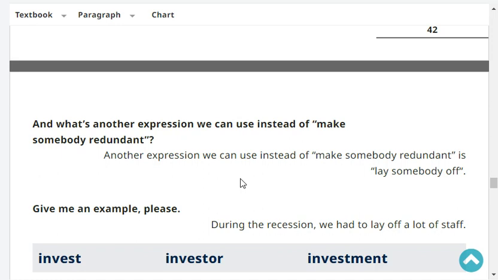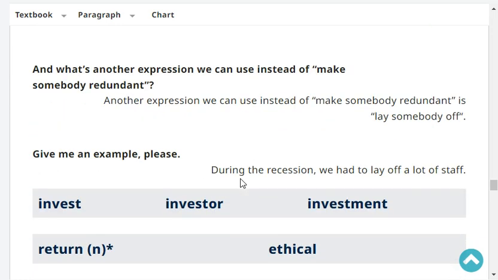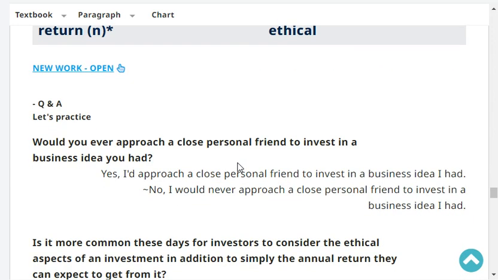Right, and what's another expression we can use instead of make somebody redundant? Another expression we can use instead of make somebody redundant is lay somebody off. Very good. Give me an example, please. During the recession, we had to lay off a lot of staff. Very good.